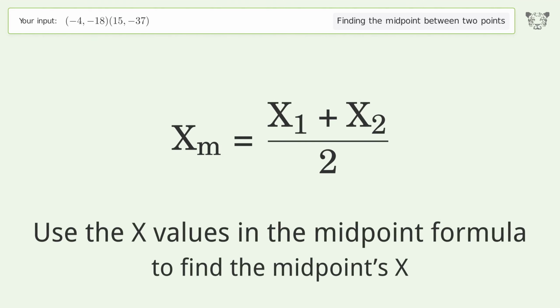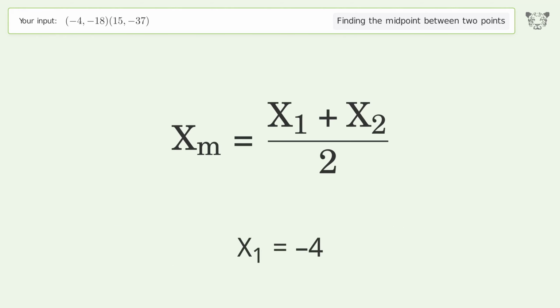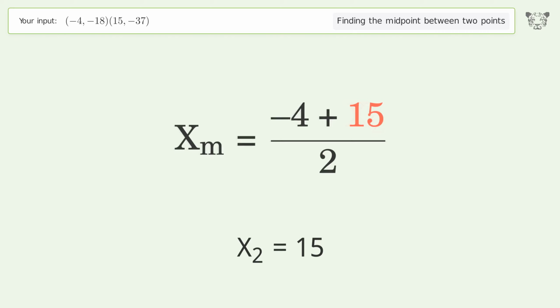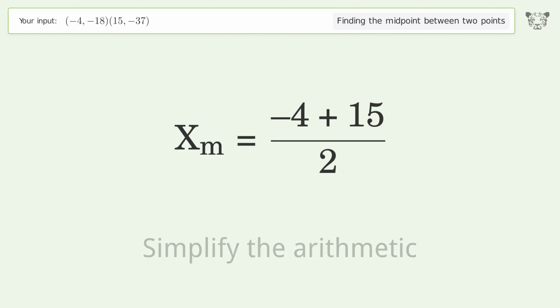Use the x values in the midpoint formula to find the midpoint's x. x1 equals negative 4. x2 equals 15. Simplify the arithmetic.